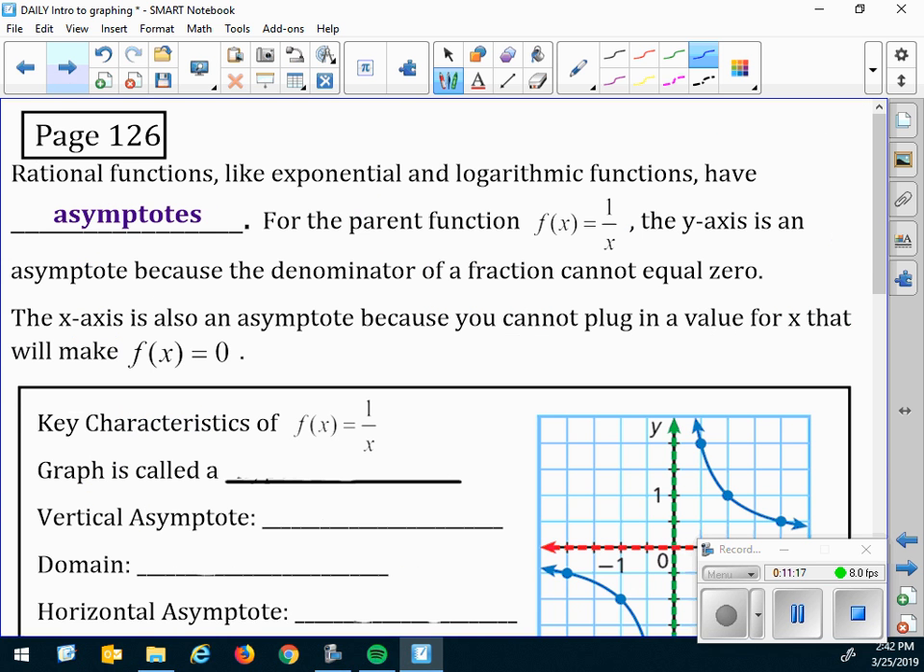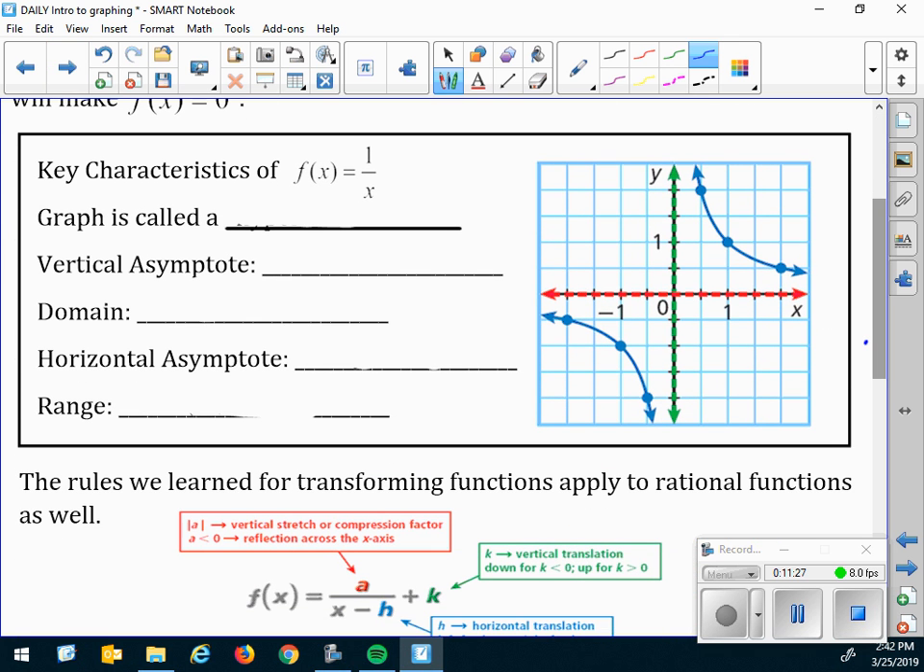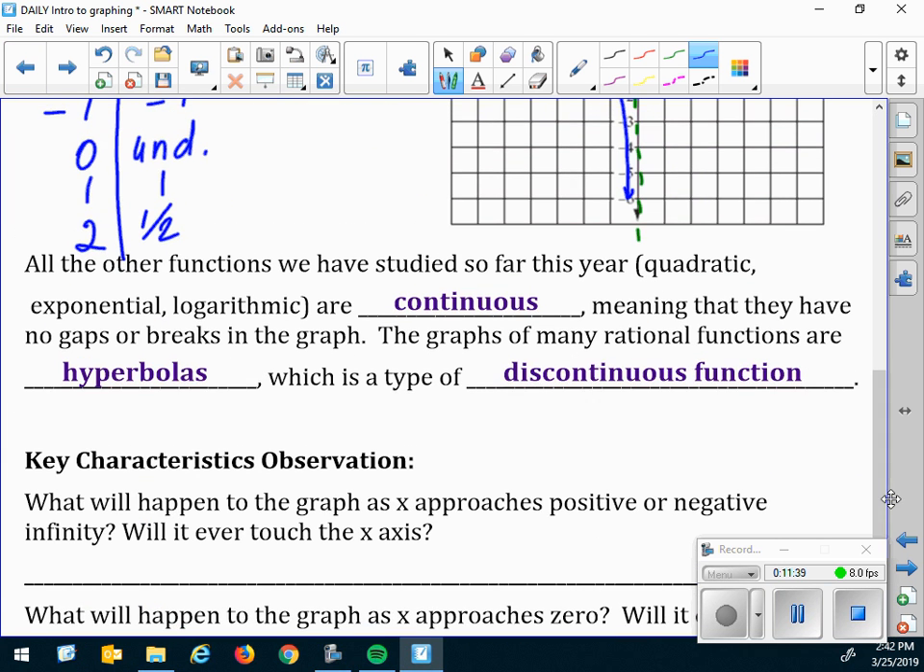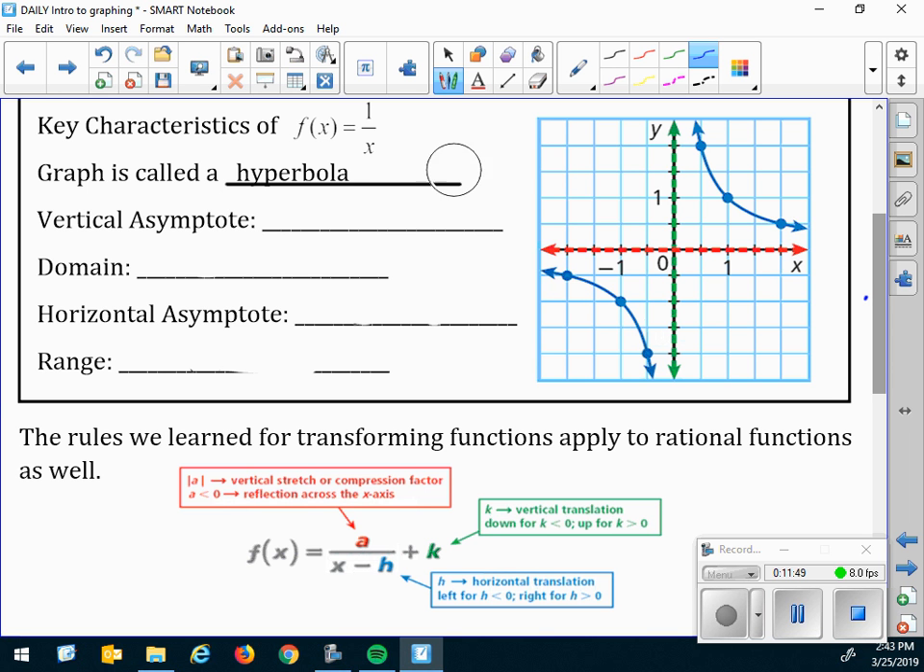Now, we are going to write the characteristics. The graph is called a hyperbola. It's called a hyperbola.